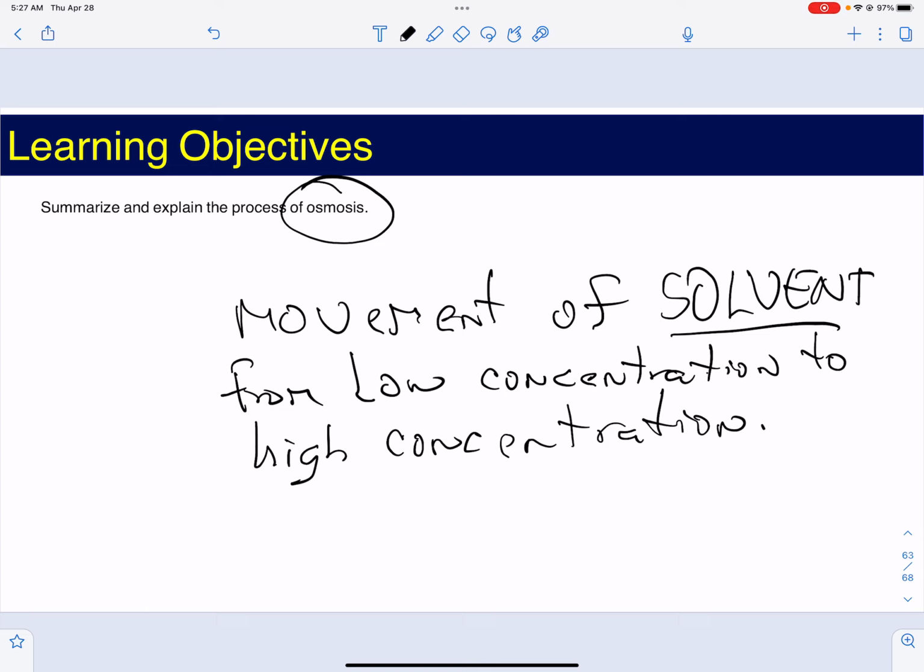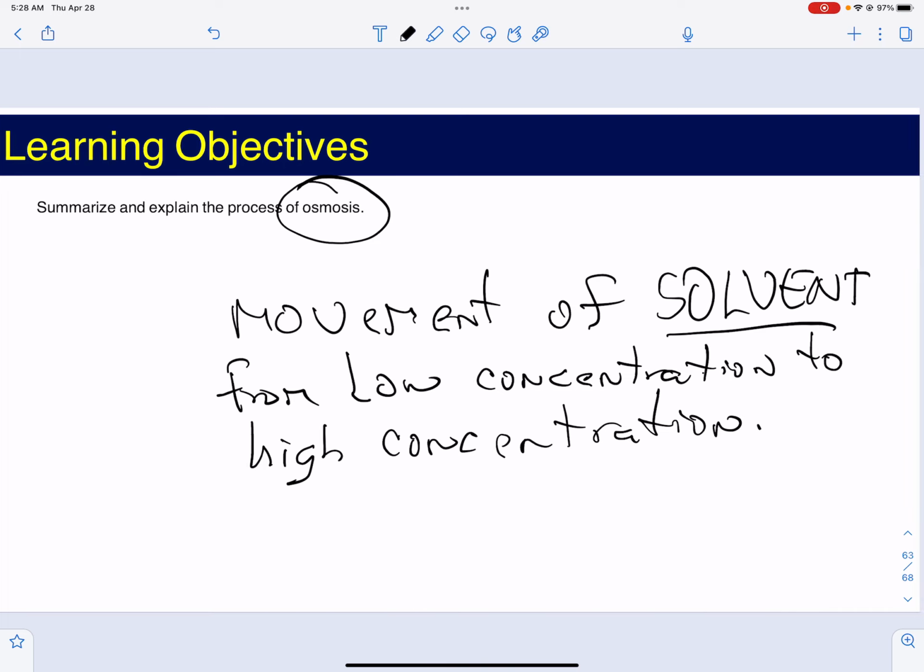This is a very important process because this is how cells in our body let nutrients in and out. It is part of the equation for doing that by moving across the cell membrane. It's just one of the ways that cells do that.